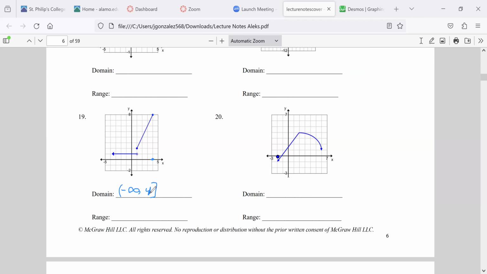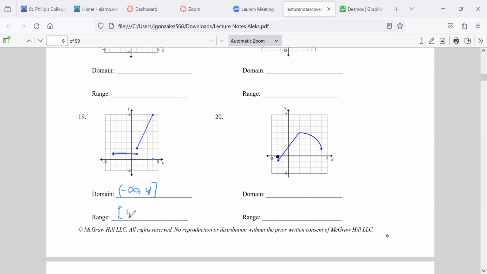Our range, y values. The lowest it ever gets is 1. That's pretty clear. It would be a parentheses, right? No, because it's closed over here, so it's okay. But if we were talking about that x, then it would be. The highest it ever gets is 8. Okay.